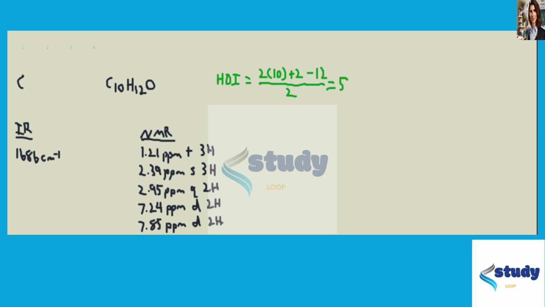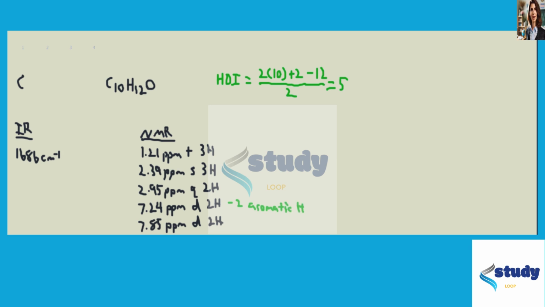And let's jump to the NMR. So 7.24 ppm doublet that integrates to 2. So this is probably 2 aromatic protons.